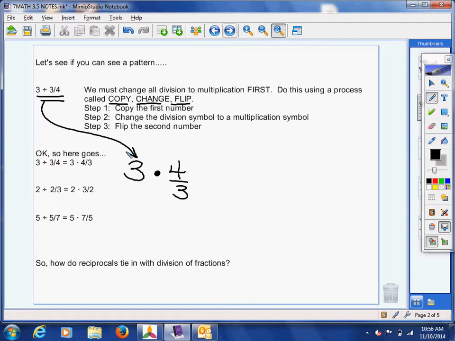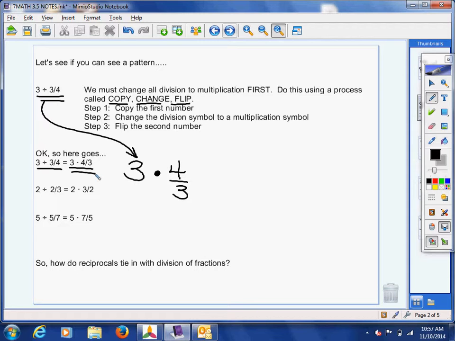So I tried to show you a couple of these. Here's the one that we just did. 3 divided by 3/4 is the same thing as 3 times 4 over 3. 2 divided by 2/3 is the same thing as 2 times 3 over 2. 5 divided by 5/7, same thing as 5 times 7 over 5. Okay? So let me come back to you. How do reciprocals tie in with division of fractions?